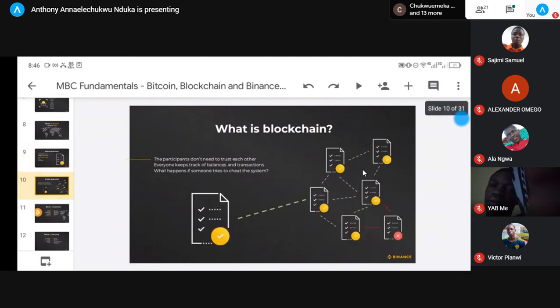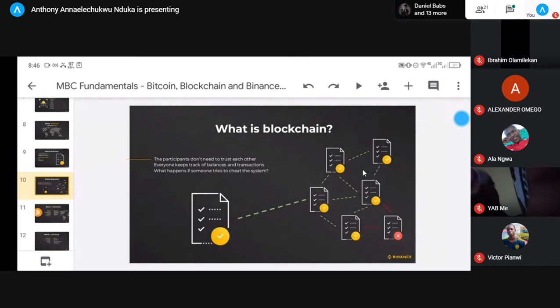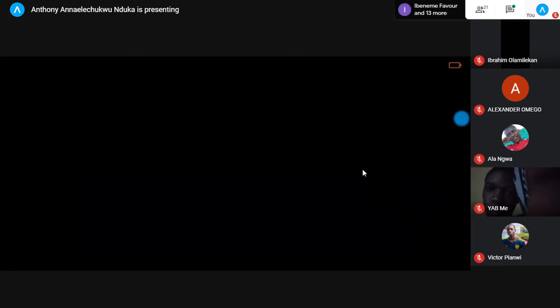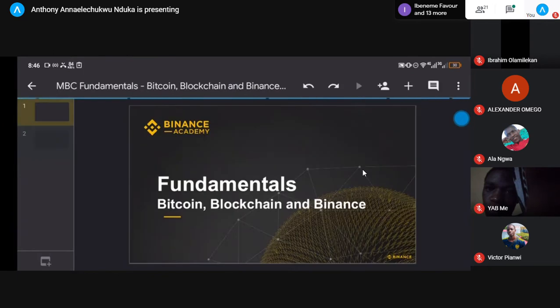As we have here, what is blockchain? This is just to give you more explanation of what blockchain is all about. It says the participants don't need to trust each other.